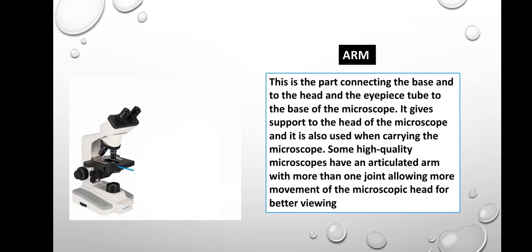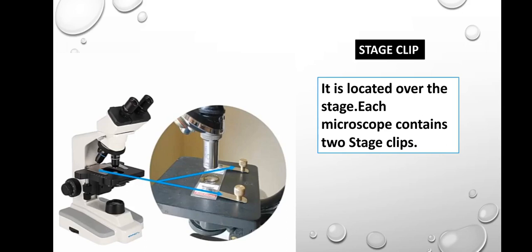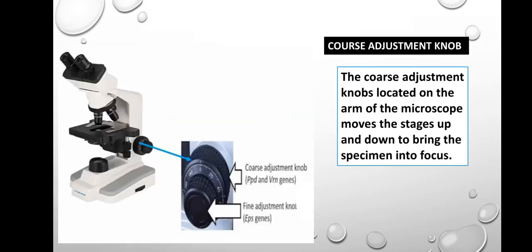Arm. This is the part connecting the base to the head, and the eyepiece tube to the base of the microscope. It gives support to the head of microscope, and it is also used when carrying the microscope. Some high-quality microscopes have an articulated arm with more than one joint allowing more movement of the microscope head for better viewing. Stage clip. It is located over the stage. Each microscope contains 2 stage clips.